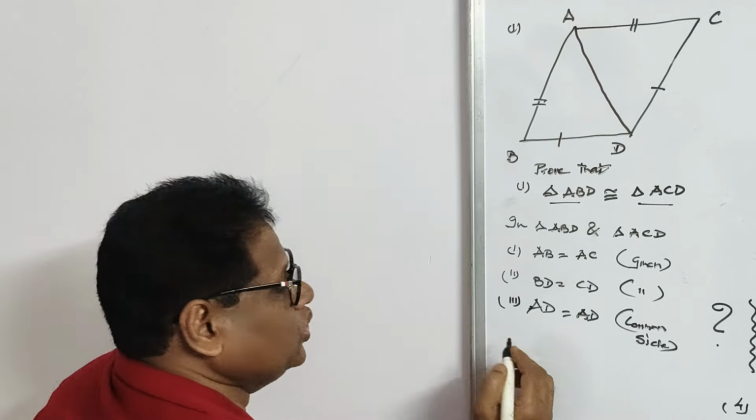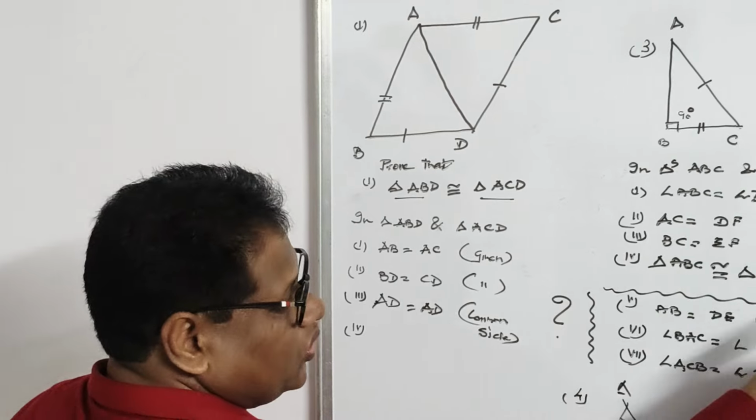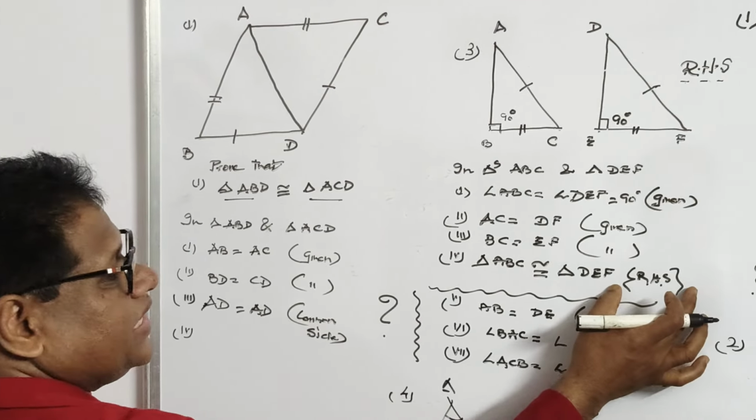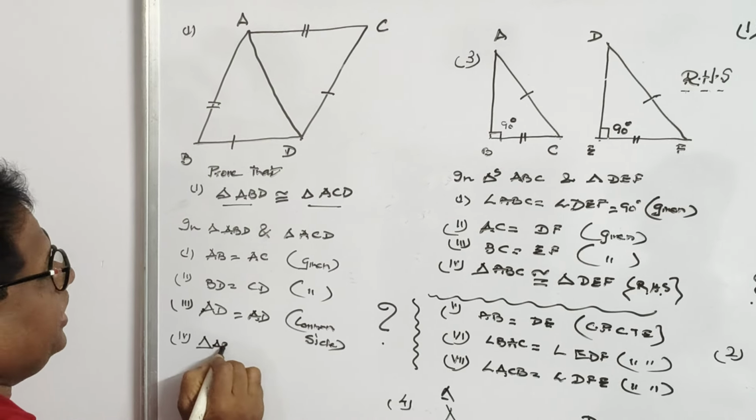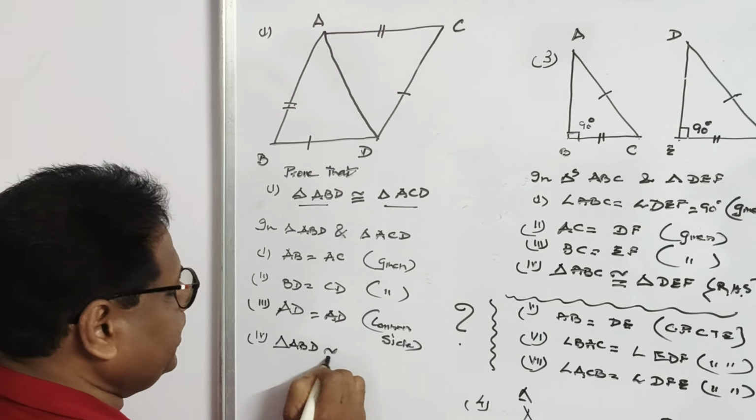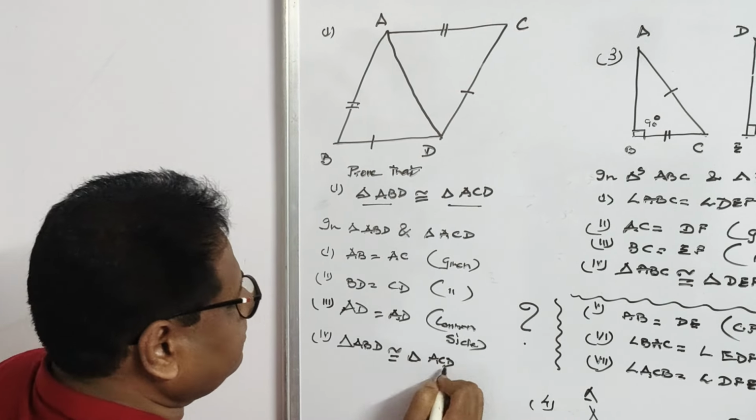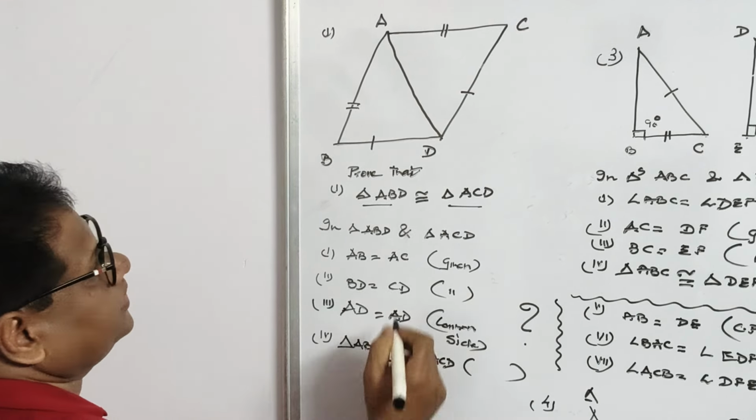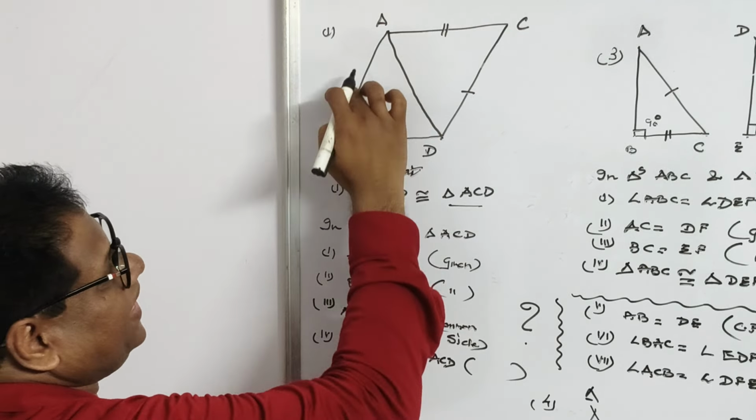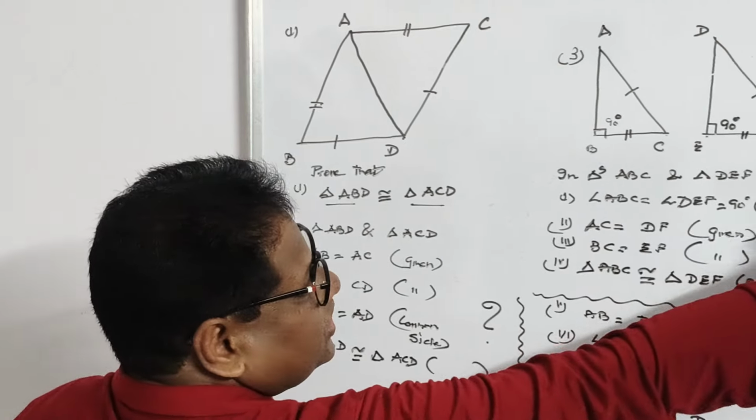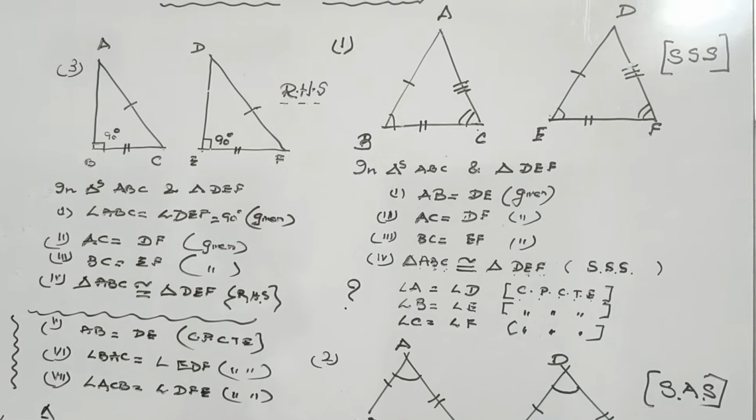Now we come to the fourth stage, where, as usual, you write the congruency and mention the condition. Here triangle ABD is congruent to triangle ACD, and the condition is three sides: two sides over here and the third side. So by SSS, the first property discussed, the two triangles are congruent.